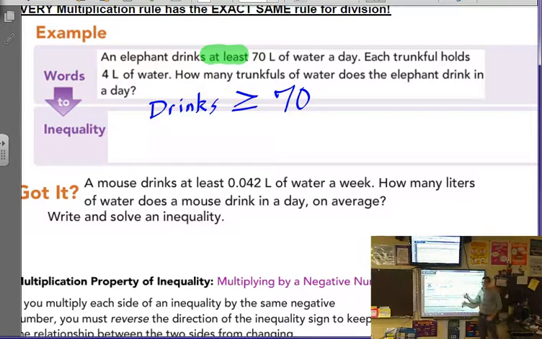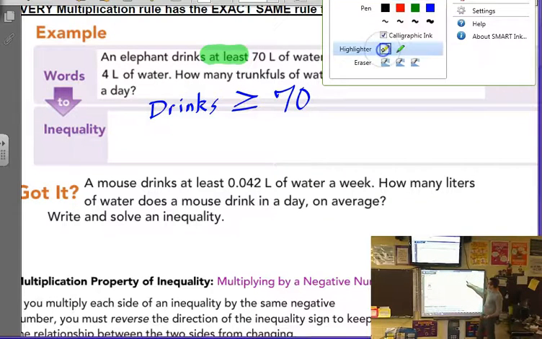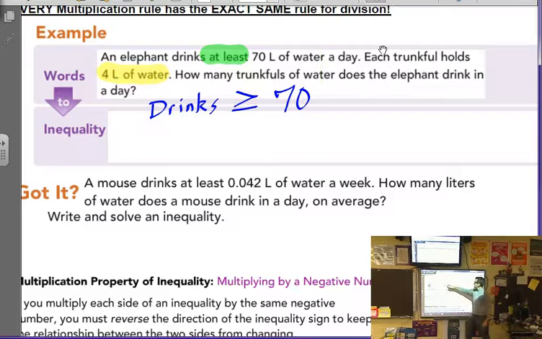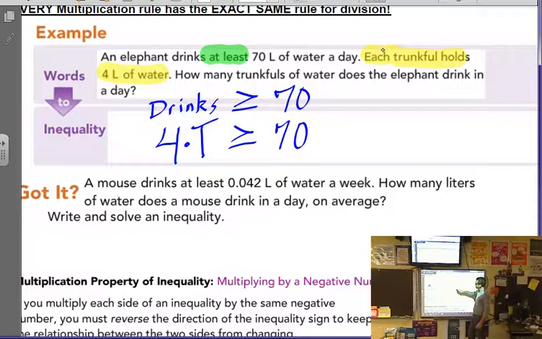So when we see that the elephant drinks at least, that means that 70 is the minimum that he drinks. So when he drinks water, it will be more than or equal to 70, because being at least, it could still be 70. So then we want to look at how does the elephant drink? Well, he drinks trunkfuls. So each trunkful of water holds 4 liters. So we can then look at how much he drinks and change that to there's 4 liters of water for every trunkful, and that has to be greater than or equal to 70.